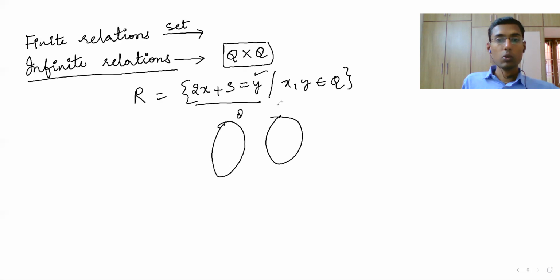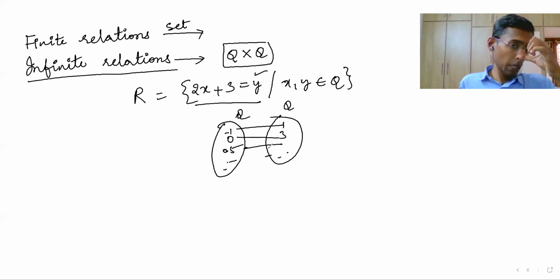This is Q. This is also Q. X you take here. If you take 0, you get 3. If you take -1 as the x value, this is 1. Like this. If you take 0.5, you will get like this. All you get. Yes or no? Infinite. You can't write all the elements. Yes, sir. This is infinite relation. So now for infinite relation, you can also check how it is reflexive, symmetric, transitive. You understand?